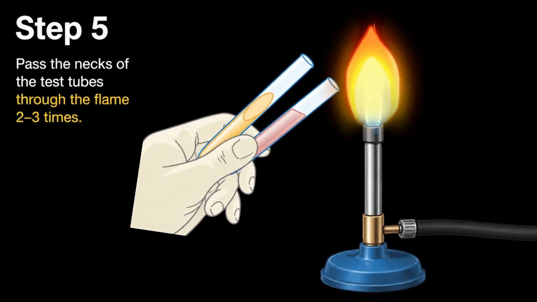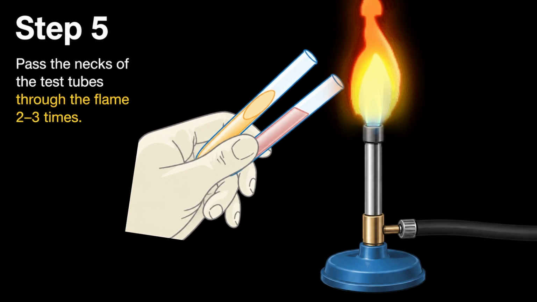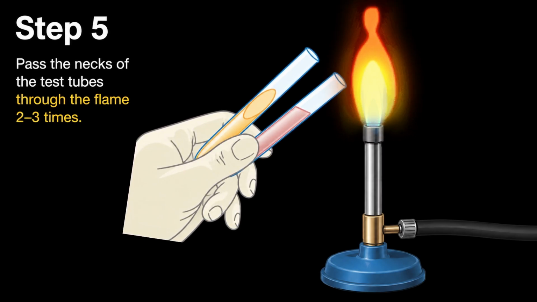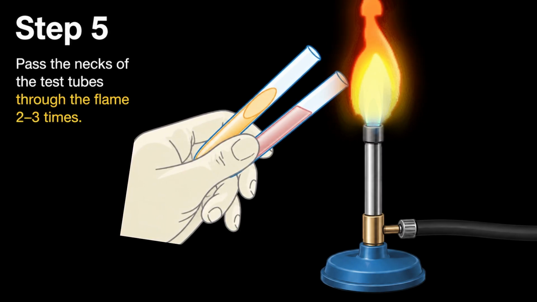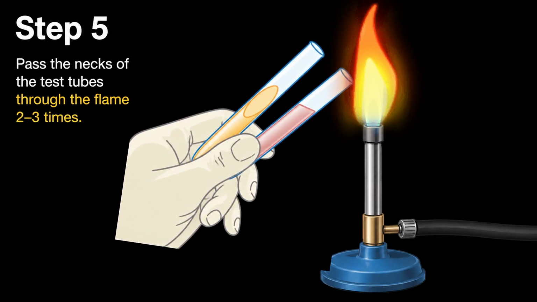Step 5. Flame the tube mouths. Briefly flame the mouths of both tubes 2 or 3 times. This helps reduce contamination by killing microorganisms around the opening and creating an outward flow of warm air.